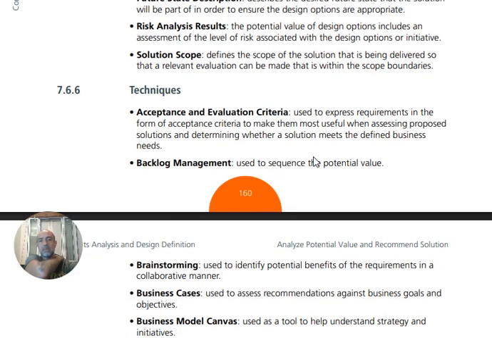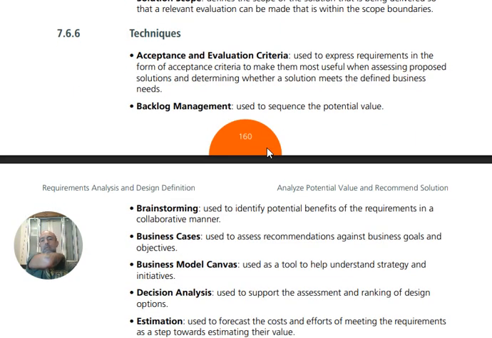Anyways, techniques: acceptance and evaluation criteria, used to express requirements in the form of acceptance criteria to make them most useful when assessing proposed solutions. Oh, sorry, my bad, I'm just reading techniques again. What are the techniques? Acceptance and evaluation criteria. What are the things we accept?